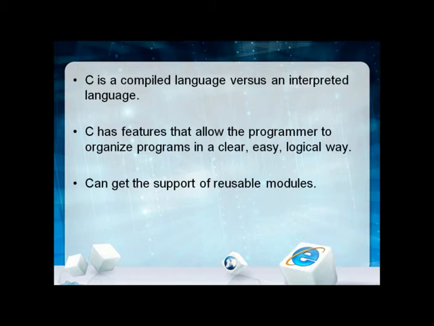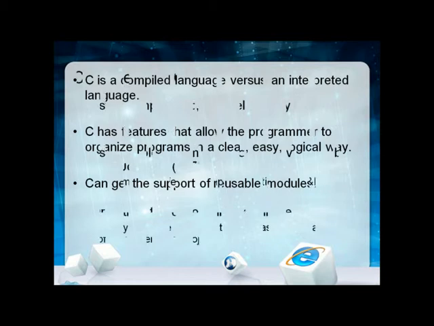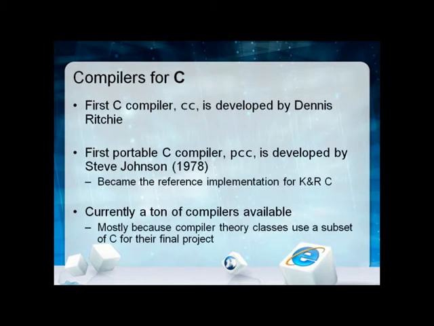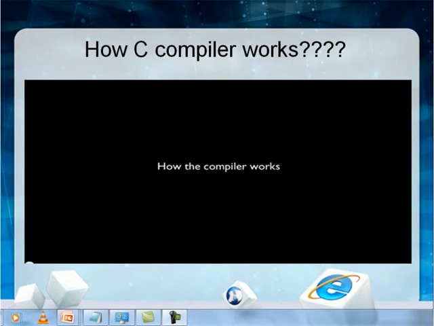Now, let's see about C compilers. First, the C compiler is named CC, developed by Dennis Ritchie, and the first portable compiler is PCC. Okay, now we will look at a brief video clip of how the C compiler works.